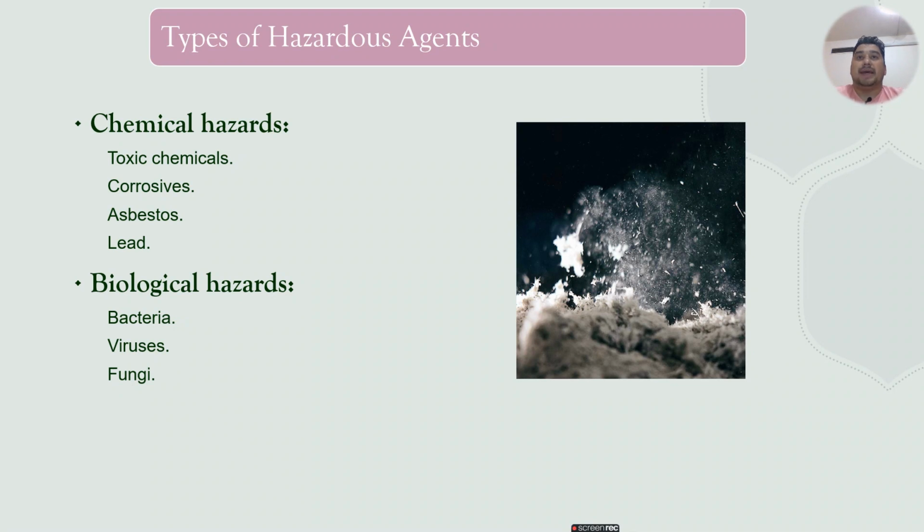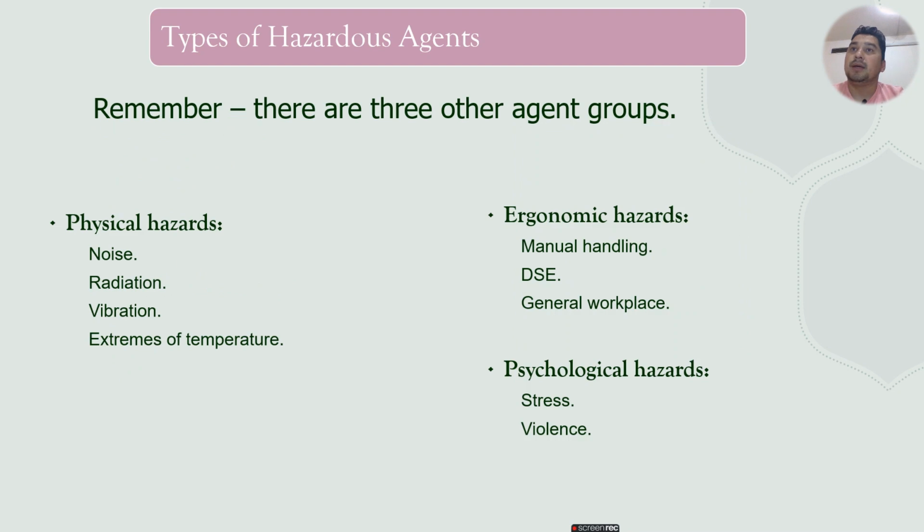So the type of hazardous agents. There are different types of hazardous agents. For the first one, we have chemical hazards. Under the chemical hazards, there are subcategories like toxic chemicals, corrosive, asbestos, and lead. After that, we have the biological hazards. In biological hazards, we have the bacteria, viruses, and fungus also. So in biological hazards, I would like to include one more hazard, which we are calling parasites. So there are 4 main hazards in biological, which is bacteria, viruses, fungus, and parasites.